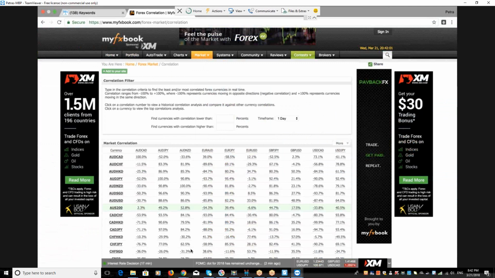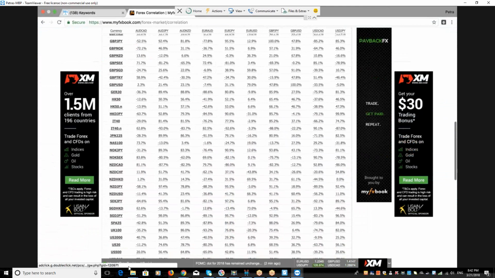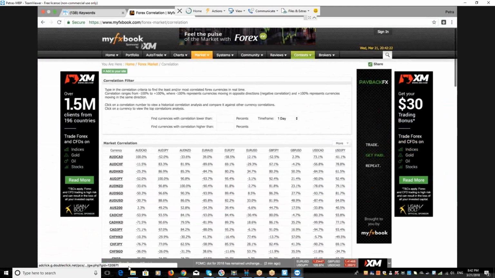So we've got two majors, two minors. We're not going to take the exotics, because the spread on the exotics is very, very wide. It costs us a lot of money.